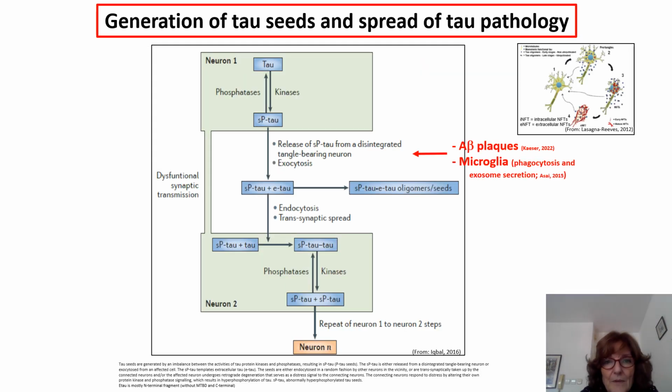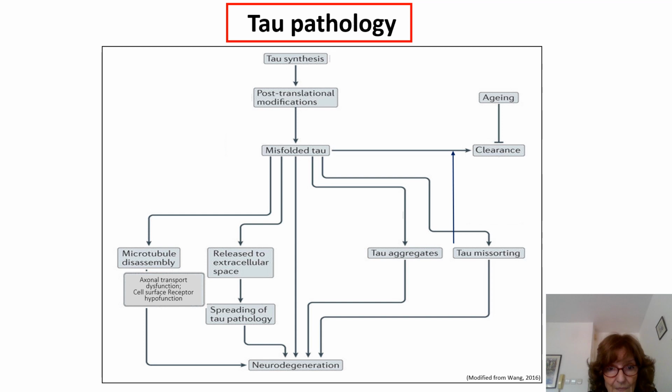Tau pathology propagates between cells. Here one cell secretes truncated phosphorylated tau, usually the N-terminal, and then it goes by endocytosis to cells in the neighborhood or via transsynaptic spread. What regulates it are the amyloid plaques and microglia, which participate by phagocytosis and then exosome secretion. So this is the way the pathology spreads.